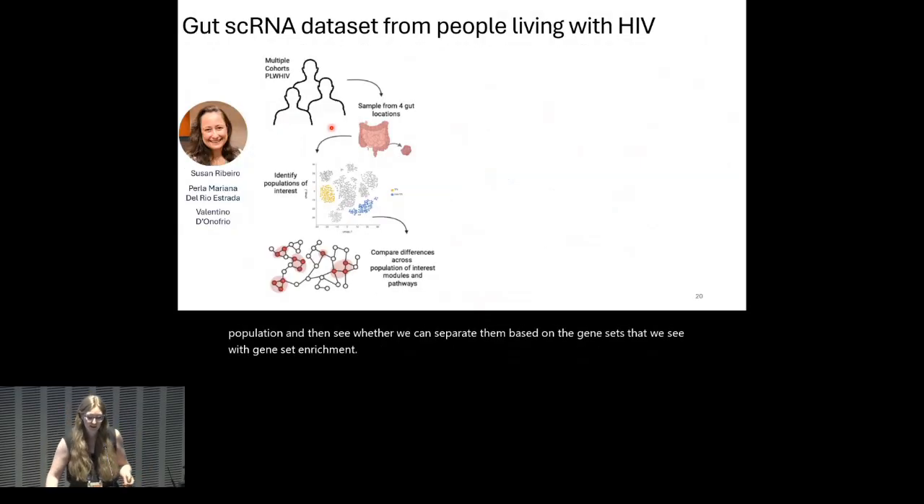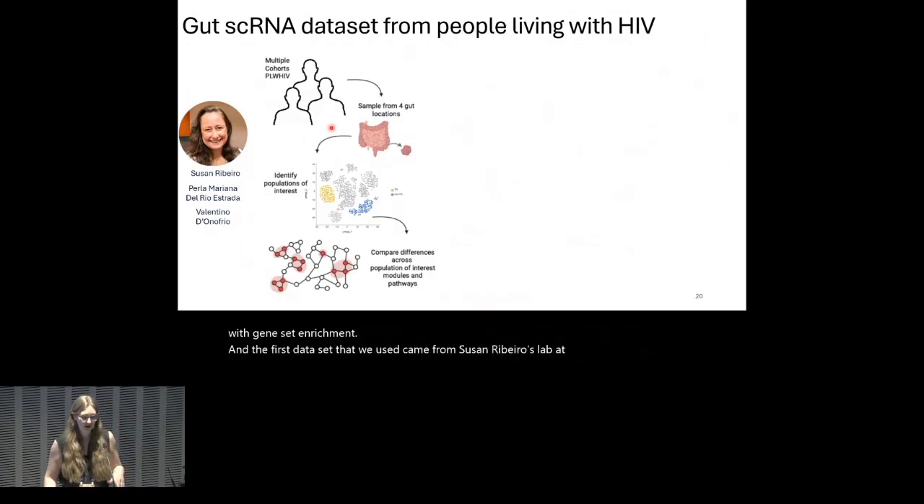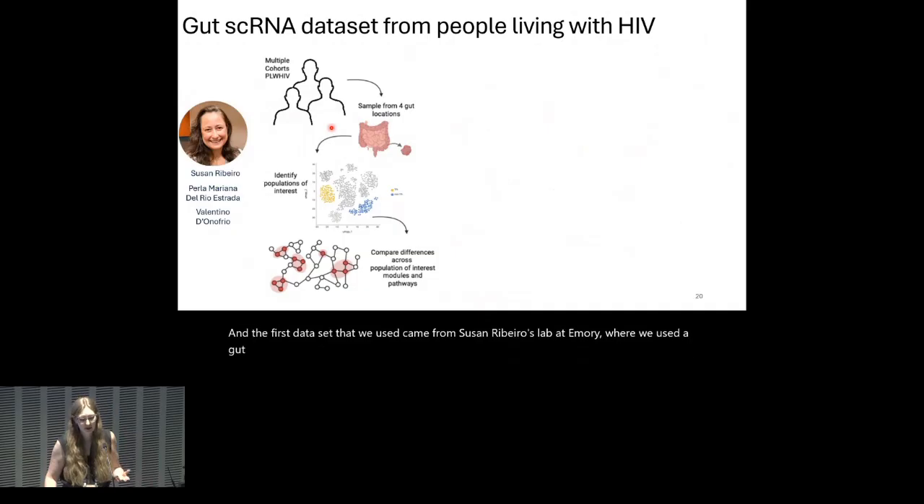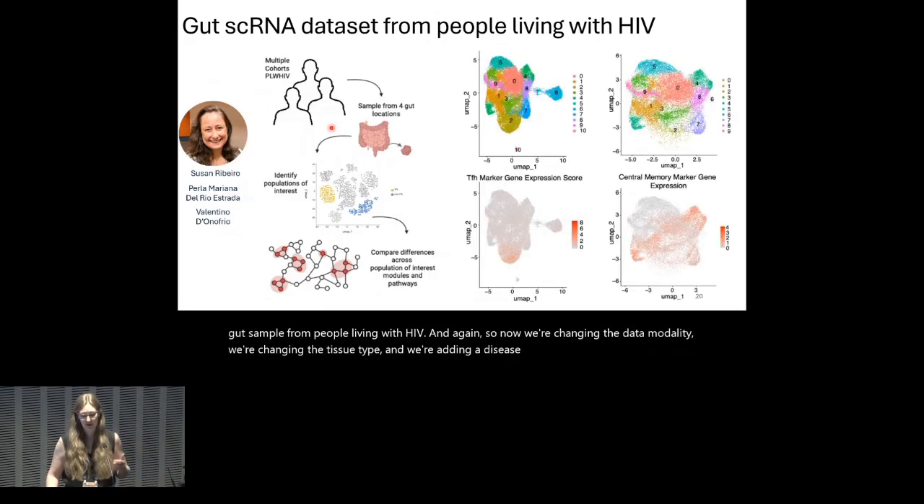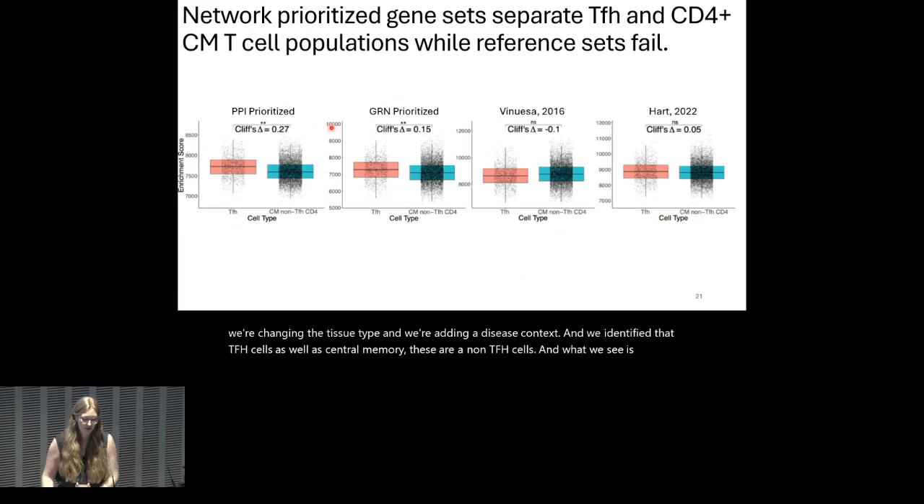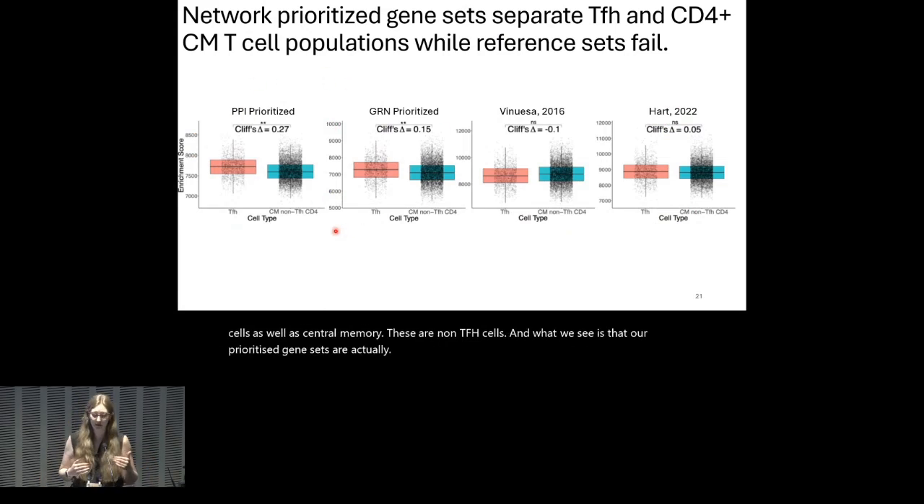And the first data set that we used came from Susan Ribeiro's lab at Emory, where we used a gut sample from people living with HIV. And again, so now we're changing the data modality, we're changing the tissue type, and we're adding a disease context. And we identified the TFH cells as well as central memory. These are our non-TFH cells. And what we see is that our prioritized gene sets are actually okay at separating the two.